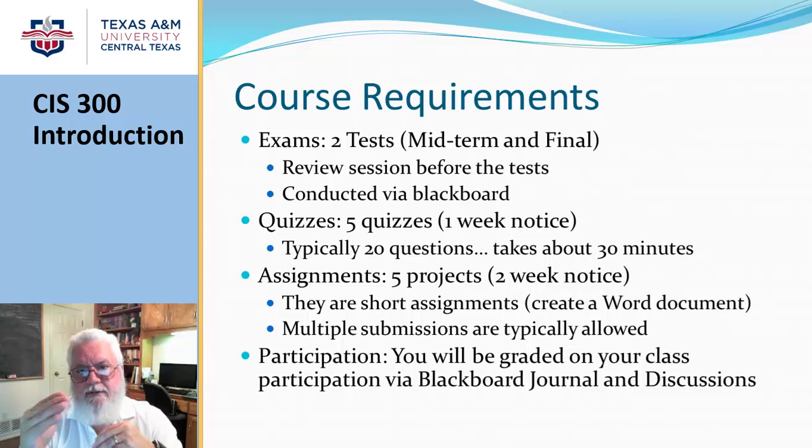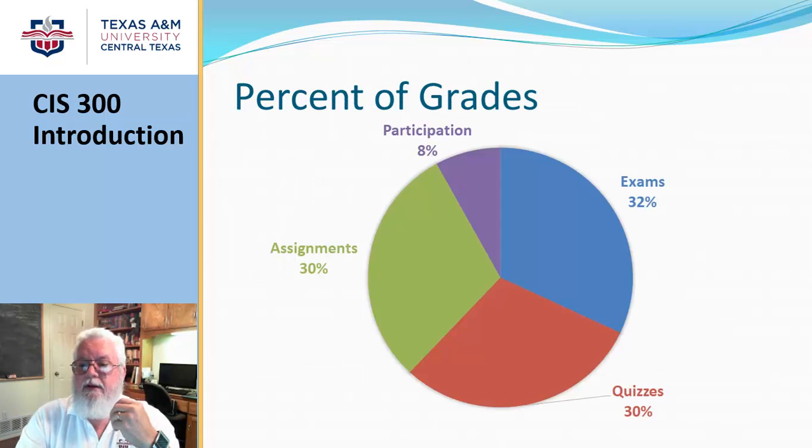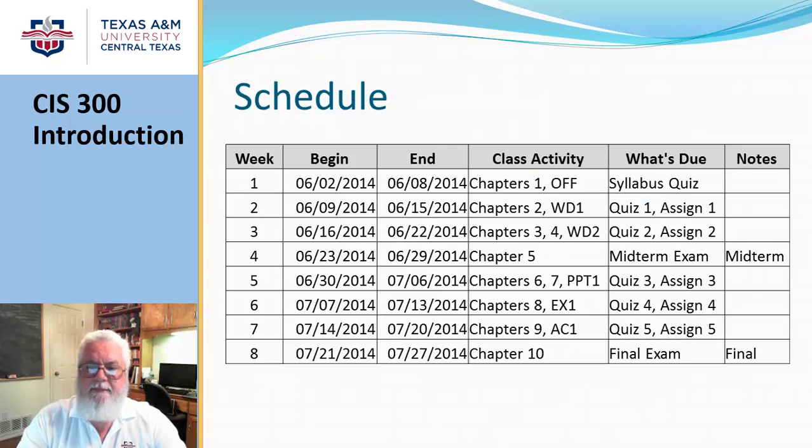And in the upcoming videos, we're going to be talking about how you actually mechanically do that inside Blackboard. But we're going to have a journal, and we're going to have discussion forums that I want you to participate in. Okay. So, about a third of your grade comes from the 2 exams. Quizzes makes up almost another third, assignments makes up almost another third, and participation is about 8%. So you can kind of look at that and tell exactly where I put weights on things, so to speak.